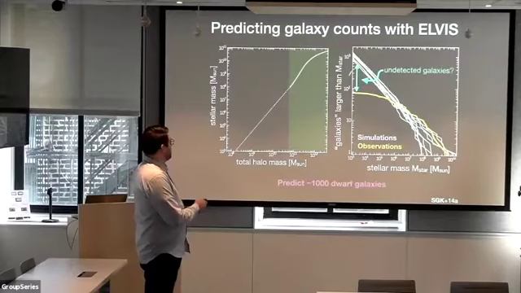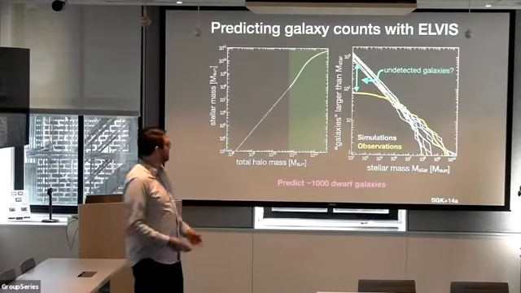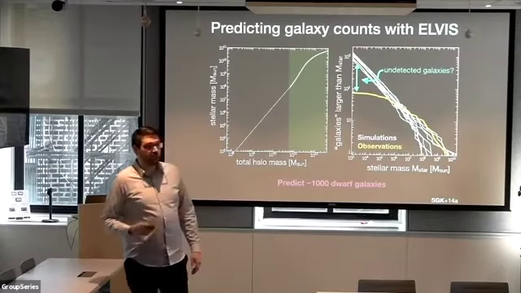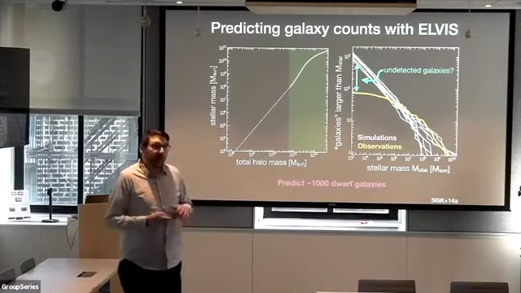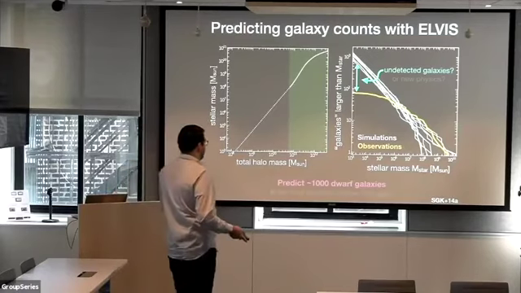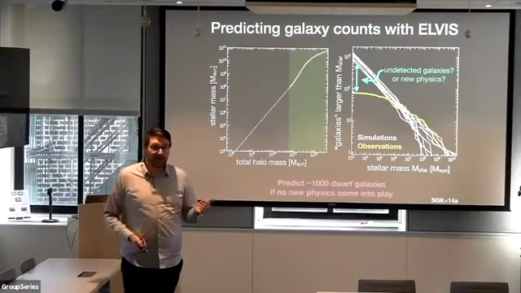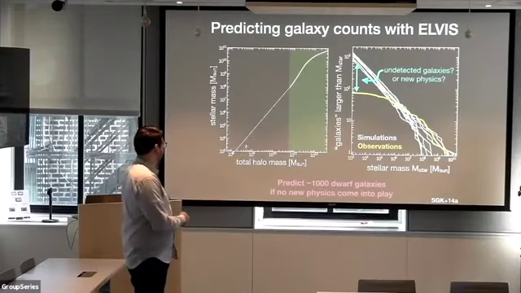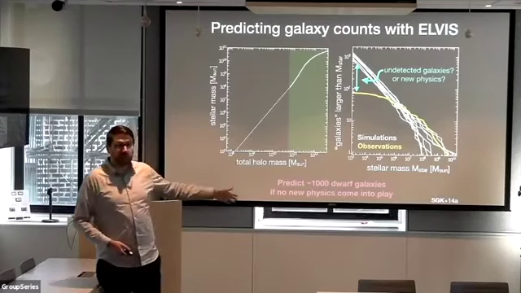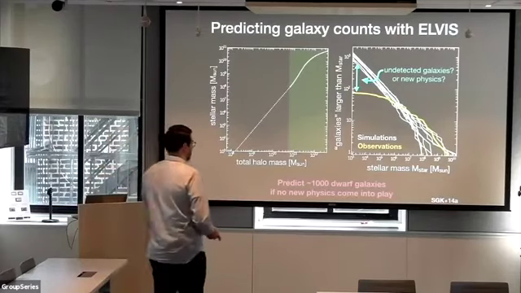And down here we'd say, okay, these are undetected galaxies. We predict about 1,000 of them total around the local group. That said, that's only the case if no new physics comes into play, right? So if we don't find these galaxies, that tells us that something changes down here, and this relationship gets modified by some new physics that we're not accounting for.